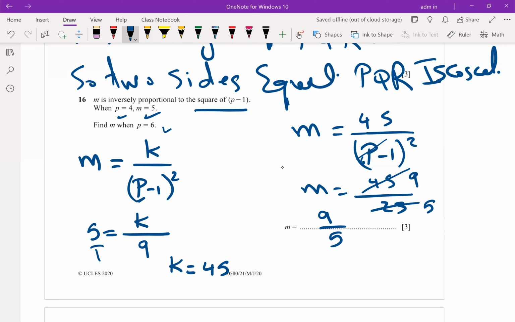Repeat again. M is inversely proportional to the square of, maybe written as square power 2. M inversely means K divided by. Square of P minus 1 means P minus 1 the whole squared. M given, P given, cross multiplication, solve the equation, get K. So when I ask you to write the equation connecting P and M, you have to write this equation. Then if P is given, you can find M. If M is given, you can find P.